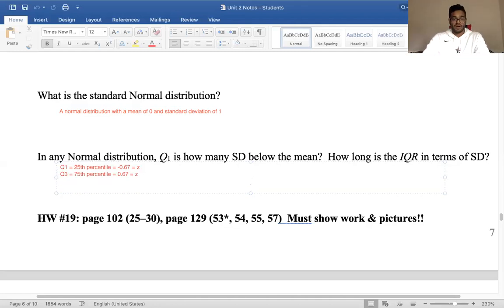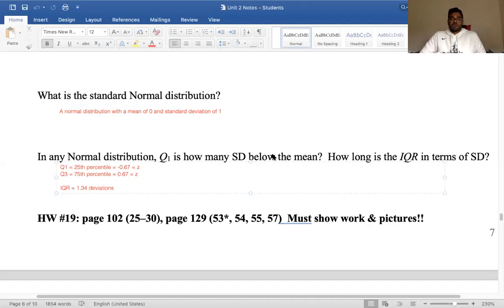And so then what could you say about IQR? So what's the distance between negative 0.67 to positive 0.67? That's going to be 1.34. And again, what does a z-score represent? It's the number of deviations. So it's 1.34 deviations. So how long is the IQR in terms of standard deviations? It is 1.34 deviations. Okay. So that's the end of this video.